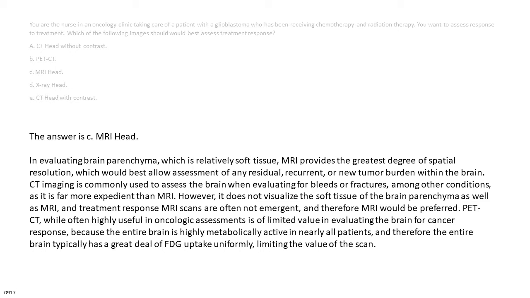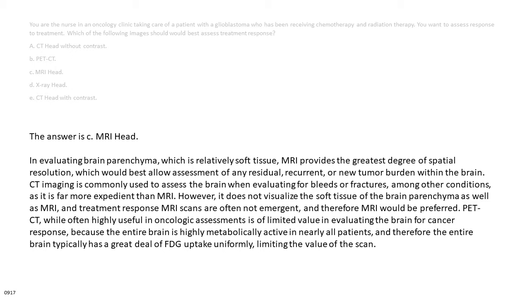CT imaging is commonly used to assess the brain when evaluating for bleeds or fractures, among other conditions, as it is far more expedient than MRI. However, it does not visualize the soft tissue of the brain parenchyma as well as MRI, and treatment response MRI scans are often not emergent, and therefore MRI would be preferred.